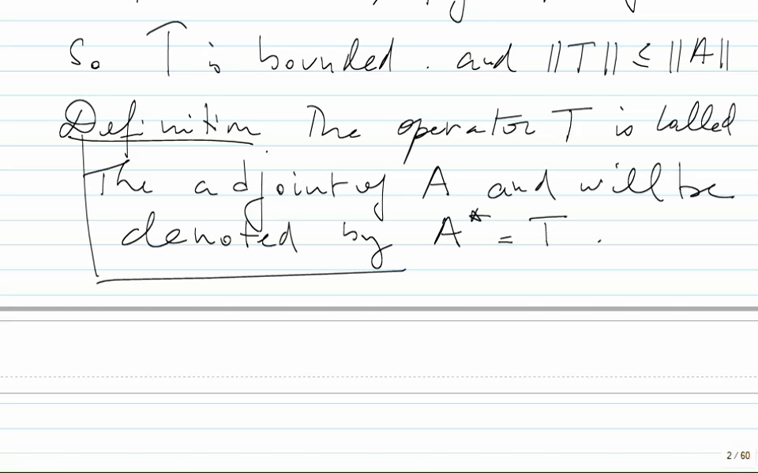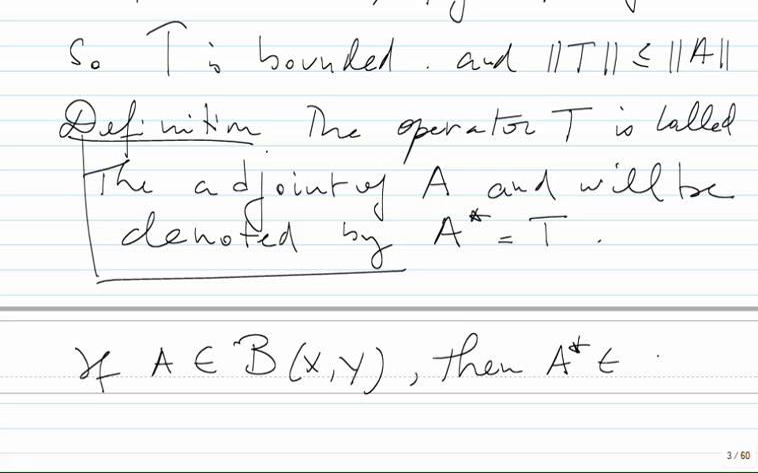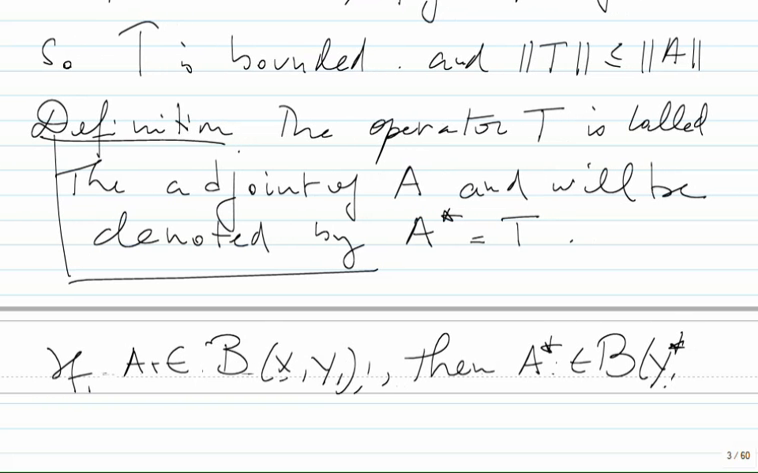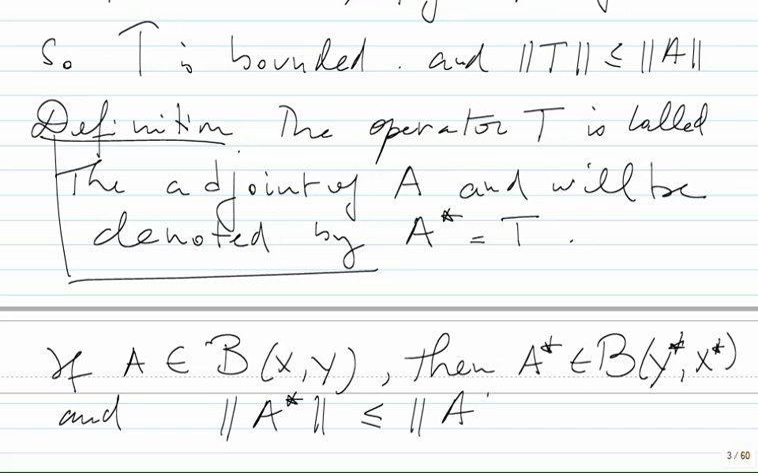So again, if A belongs to B(X,Y), then A star belongs to the bounded linear operators from Y star to X star, and the norm of A star is less than or equal to the norm of A. So that's what we saw just before. We saw that the adjoint is a bounded linear operator between the dual of Y and the dual of X, and that the norm of this operator is less than or equal to the norm of the original operator A.